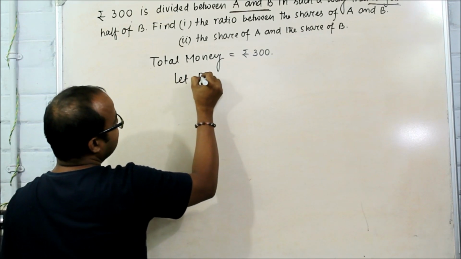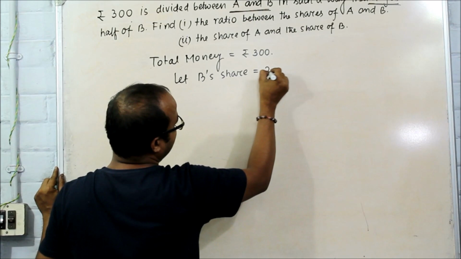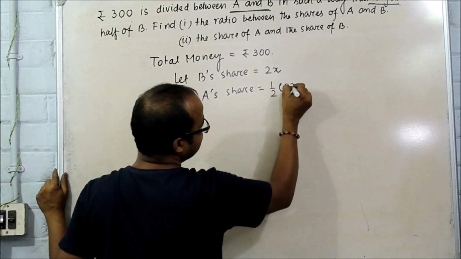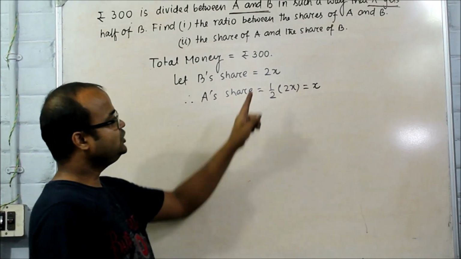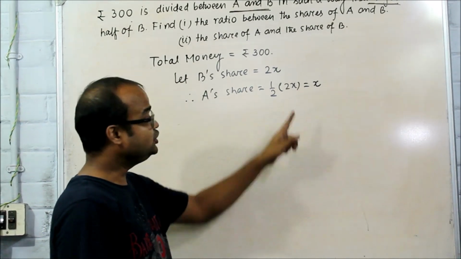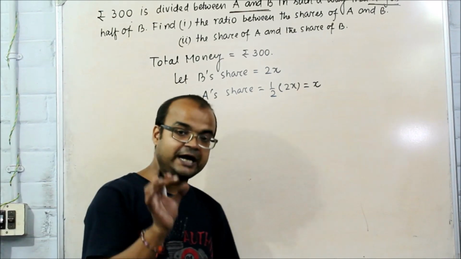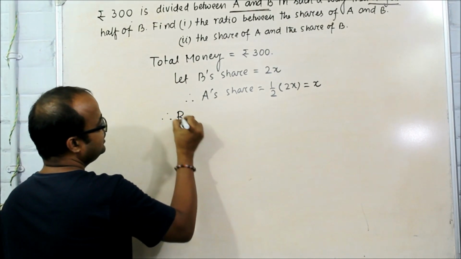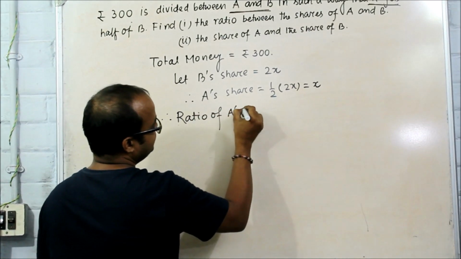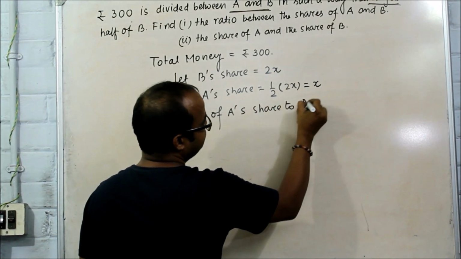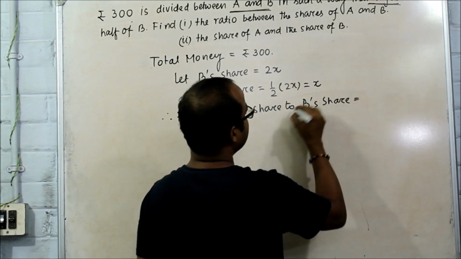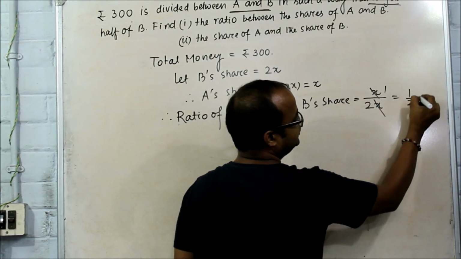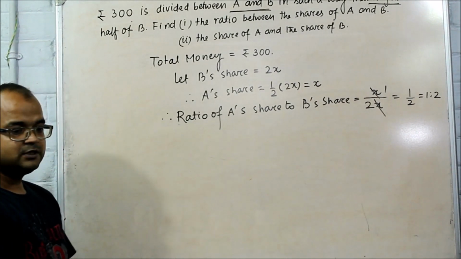So we assume B's share is equal to 2x. Therefore A's share will be half of it, that means half of 2x, which is equal to x. To avoid the fraction, you take a multiple of 2 so that the fraction is eliminated. Therefore the ratio of A's share to B's share is x to 2x. x and x get cancelled, so it is 1 by 2, which is 1:2. Clear? A's share to B's share is 1:2.